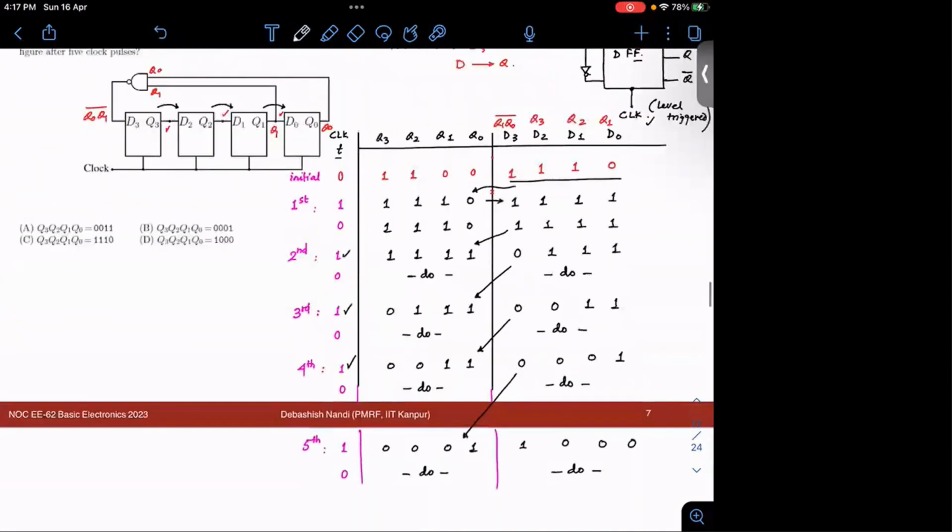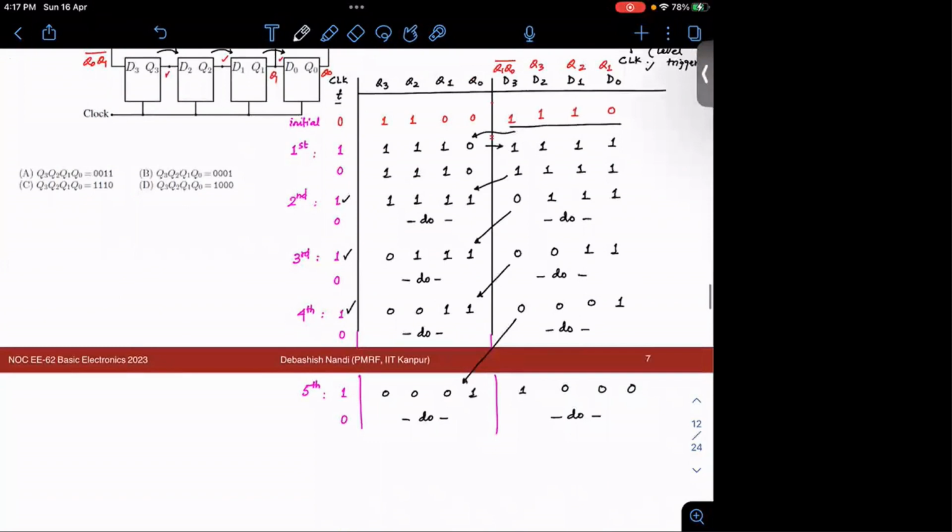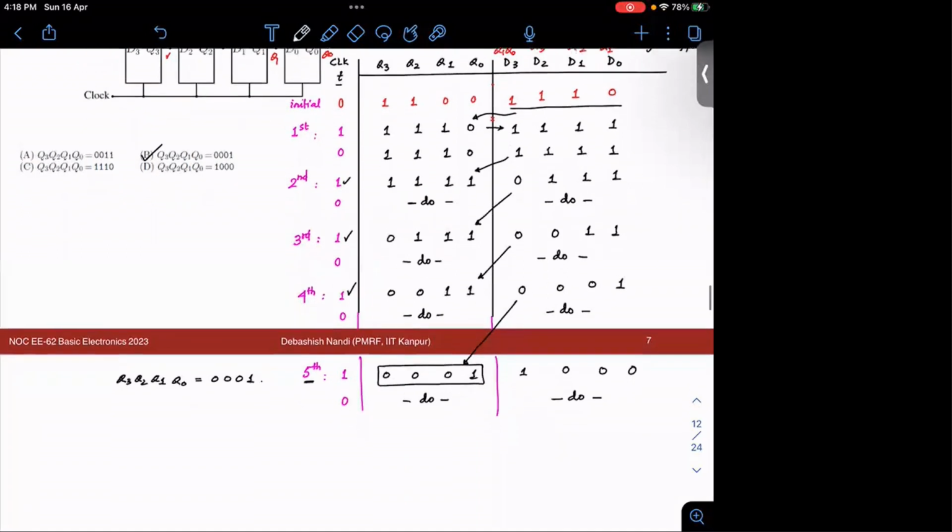Fine. So the question asked is: what is the state of the counter after 5 clock pulses? After the 5th clock pulse, we see the state of the counter is 0, 0, 0, 1. That means Q3, Q2, Q1, Q0 is nothing but 0, 0, 0, 1. Fine. So your output would be 0, 0, 0, 1. Okay. So B is your right answer. Fine. Now let's move on to problem number 5.